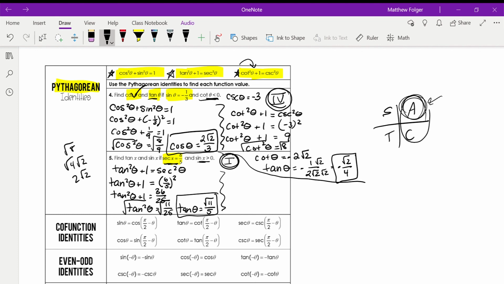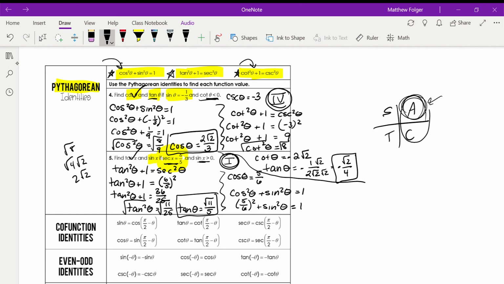Now, so we found tan of x. Now we want to find sine of x. Well, again, use what we're given. Secant of x equals 6 over 5. So what that means is the cosine of the angle is 5 over 6. Again, just by flipping it. So we're going to be using this first one again. So cosine squared theta plus sine squared theta equals 1. Using this, we have 5/6 squared plus sine squared theta equals 1.